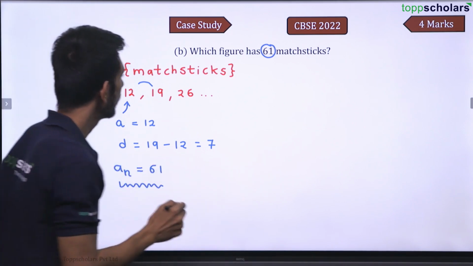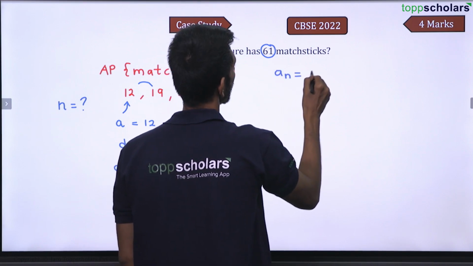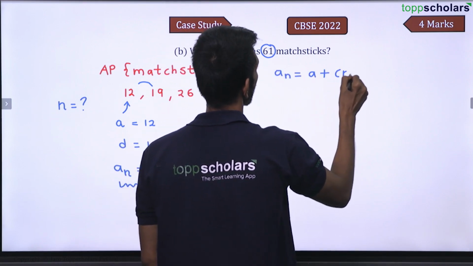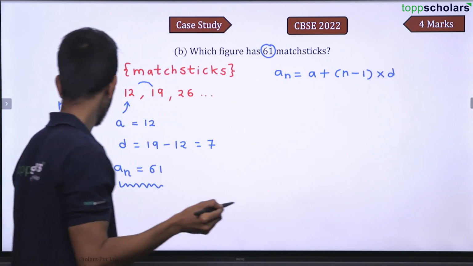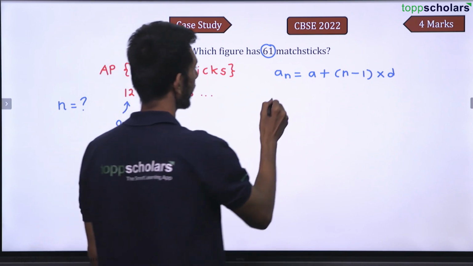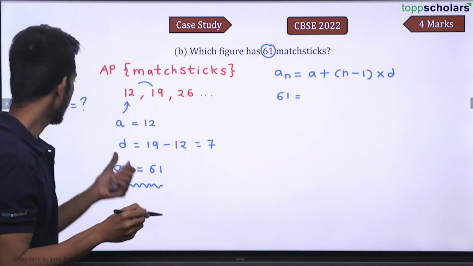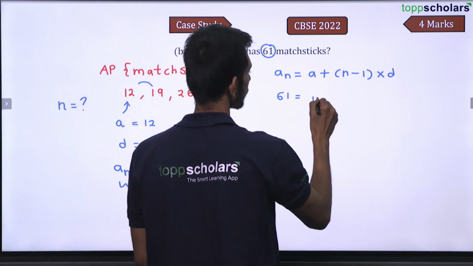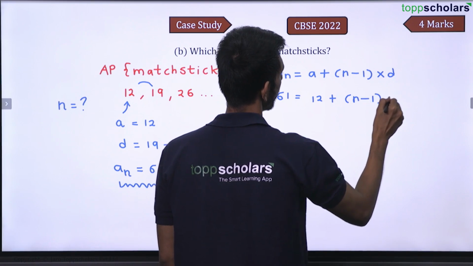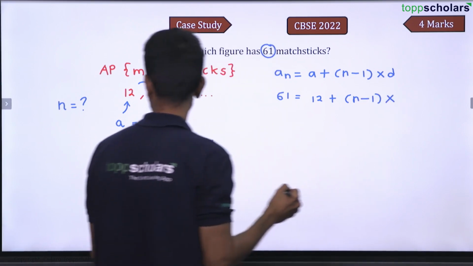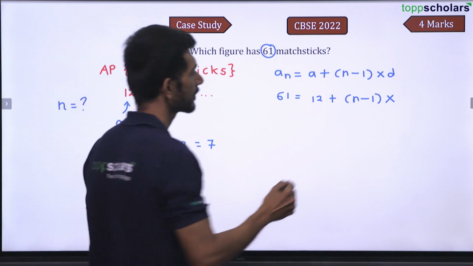Correct? So an is what? An is a plus n minus 1 into d, right? So an is 61. So I can write down 61 is equal to a. A is how much? 12 plus n minus 1 into d. The common difference d is how much? D is 7.